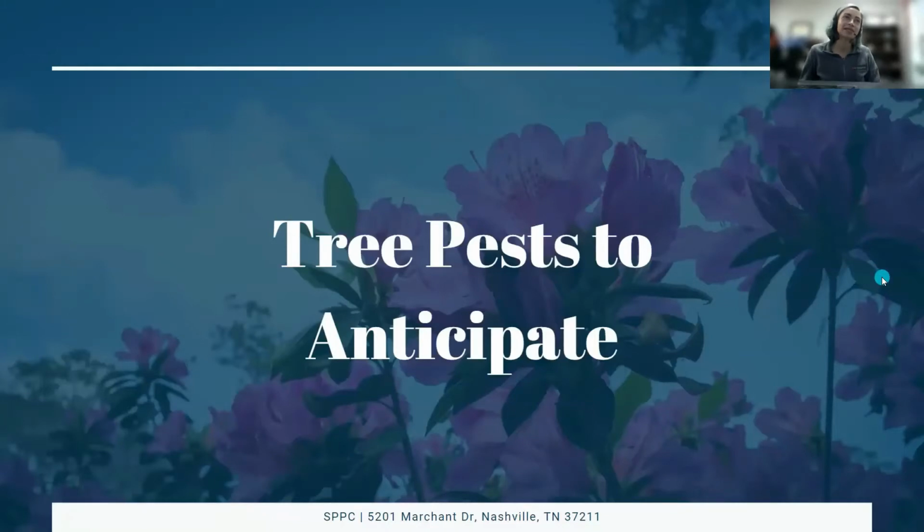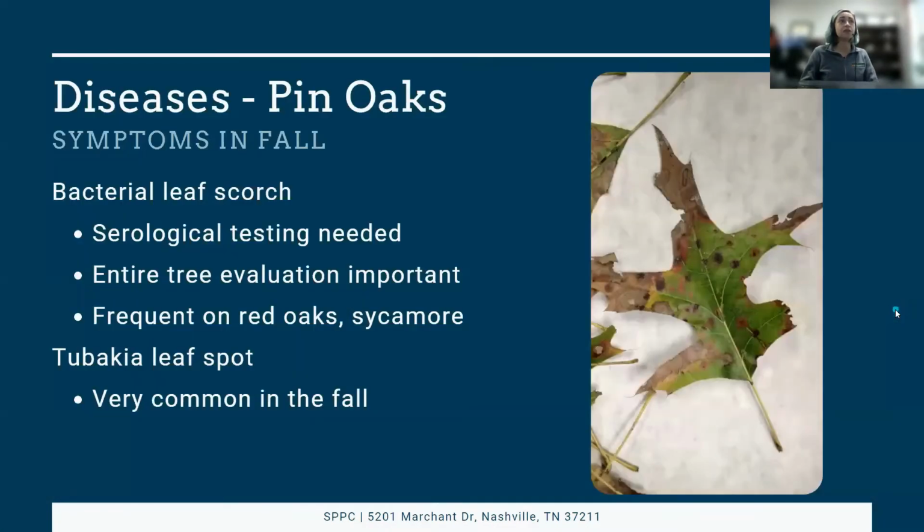So now I'll get into some of the tree pests that I see frequently in my lab and that you can anticipate in the coming year. So one very frequent flyer in my lab are pin oaks. Pin oaks are a member of the red oak family, and they are particularly susceptible to a bacterial pathogen called bacterial leaf scorch. This pathogen we don't currently offer serological tests for, and it's something that I'd really like to start offering by the fall.